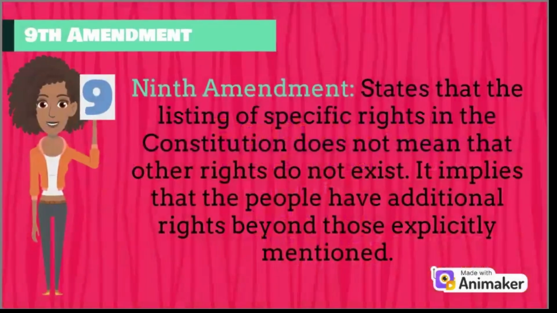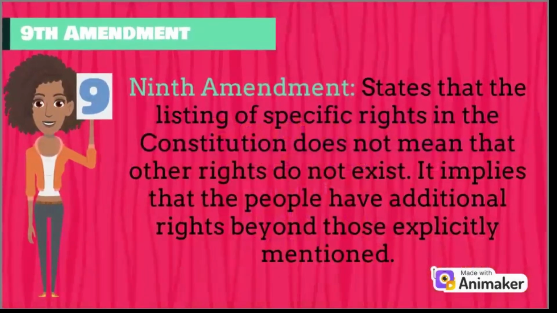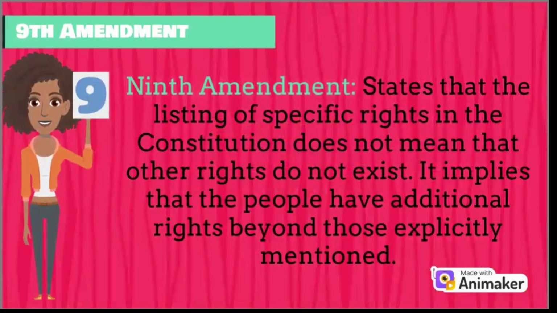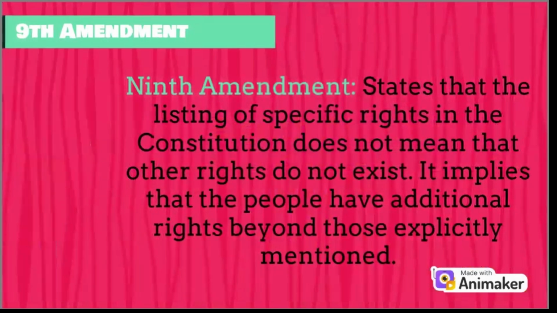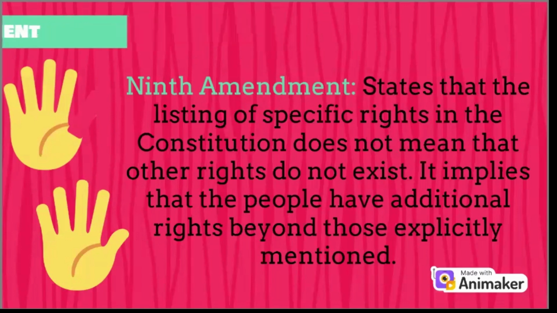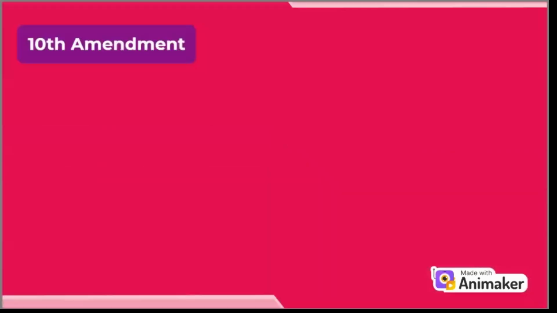The Ninth Amendment states that the listing of specific rights in the Constitution does not mean that other rights do not exist. It implies that the people have additional rights beyond those explicitly mentioned. Now hold up 9 fingers. You are going to have 1 finger left over. This represents the rights that are left out of the Constitution. Just because it's not listed, doesn't mean it doesn't count.